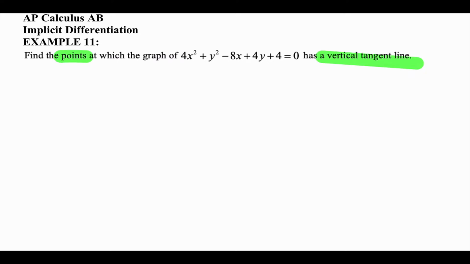So we got 8x plus 2y dy dx minus 8 plus 4 dy dx equals 0. That's the first thing. Second thing, we need to find dy dx. We don't have any points to plug in, so we have to isolate dy dx.